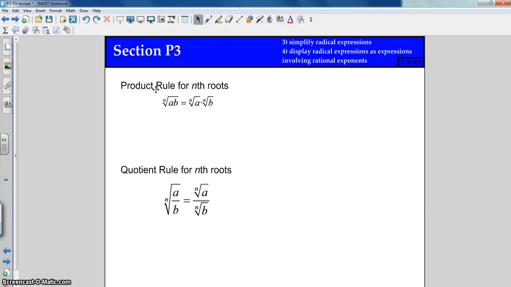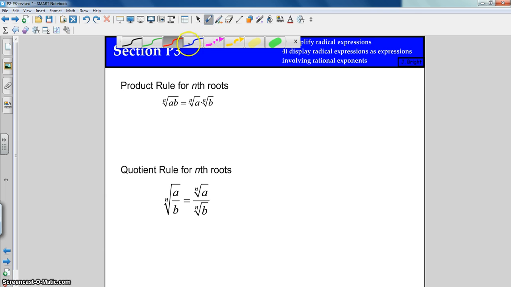Alright, so we're continuing our work with radicals, and we're going to talk about simplifying more complex radical expressions. To do that, we need a couple of rules, and this really comes from the rules of exponents. So, the product rule for nth roots: we have the nth root of ab, and what we can do is split that up.